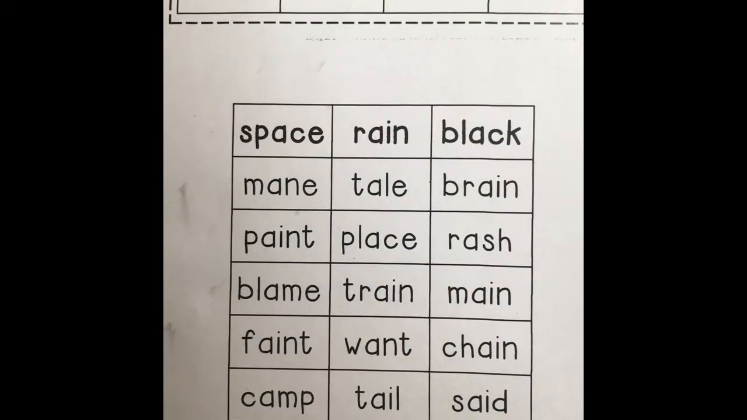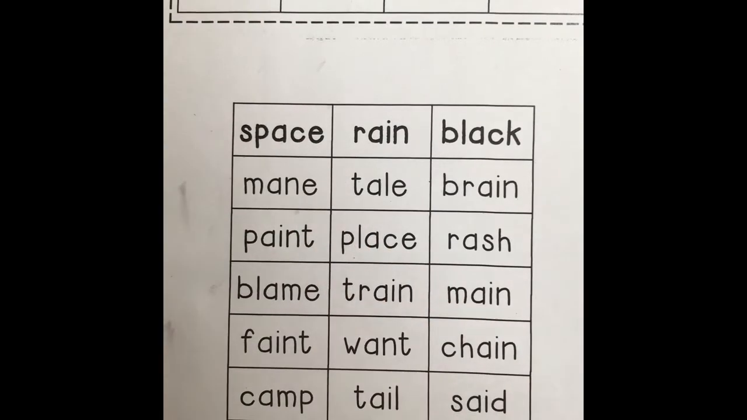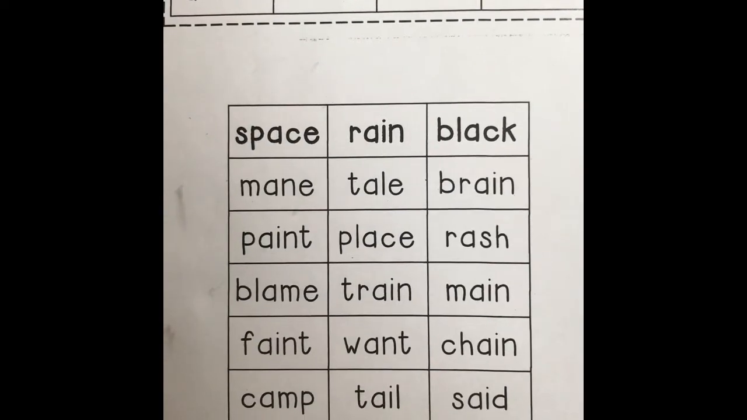I noticed that one of the words on your word sort this week was space. So let's draw space or something in outer space. And then we're going to write about it.